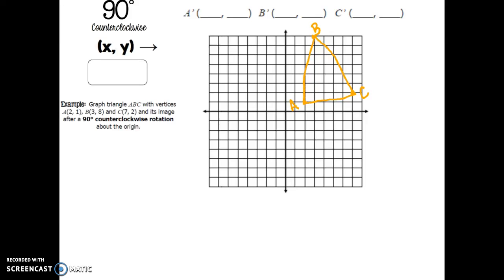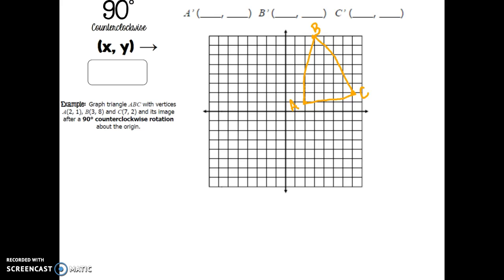Hello everyone, this will be day 3 of our transformations, and today we will be learning about rotations, exactly what it sounds like. We're rotating around the origin. So for the flap, that does say 90 degrees counterclockwise.